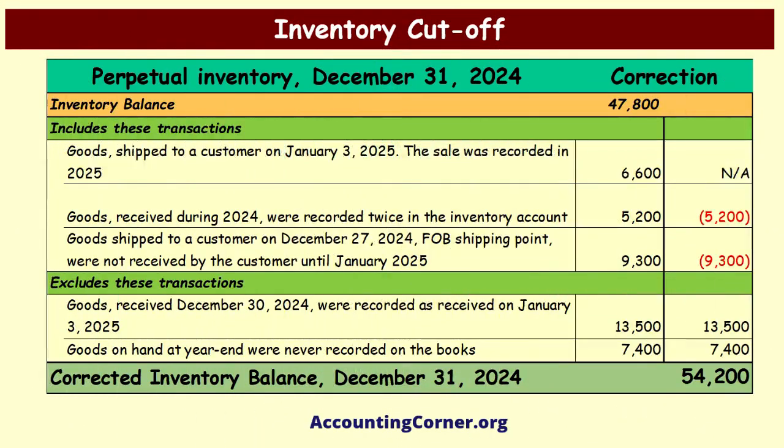Now let's summarize and calculate the correct ending inventory balance. The first event was properly recorded and had no impact on the year-end inventory. The second and third events overstated inventory, therefore a decrease in the year-end balance is needed. The fourth and fifth events understated inventory, therefore an increase in the year-end balance is needed. After the corrections are done, the inventory balance as of December 31, 2024 is $54,200.